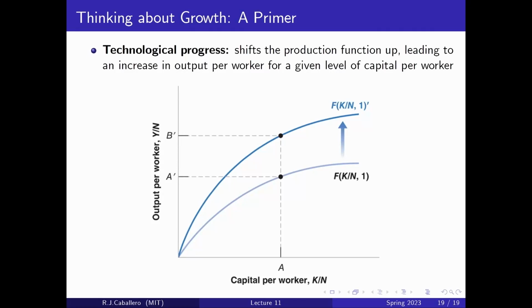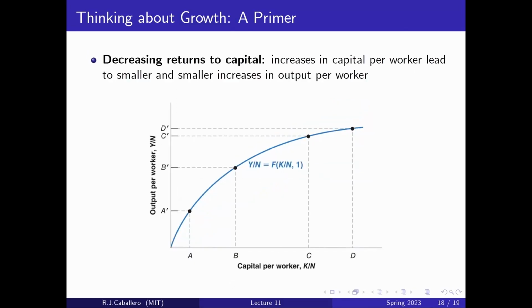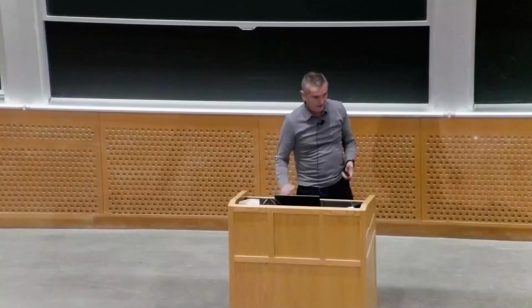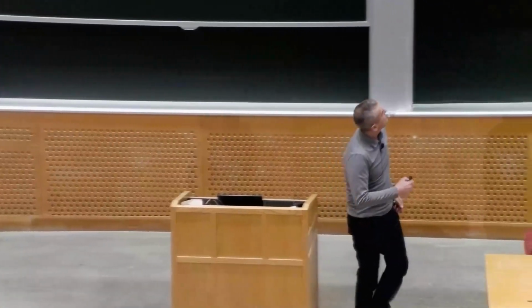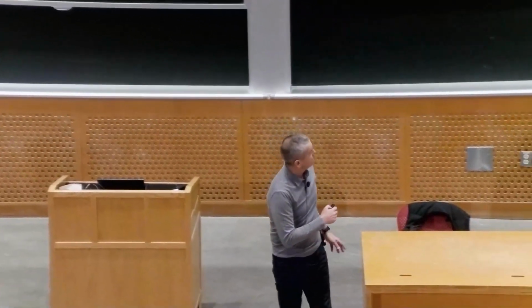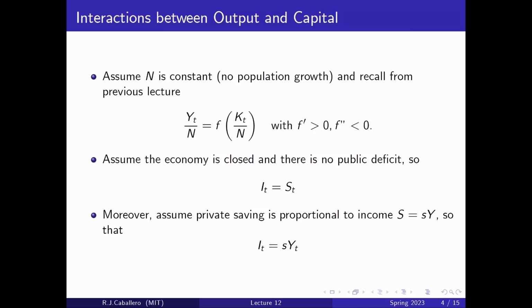So I'm going to shut down this channel for now and focus on the case without technological progress first. Okay, so we put things together. We said, coming from the previous lecture, we can write output per person as an increasing function of capital per person.